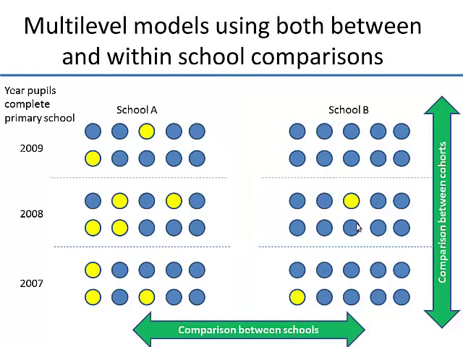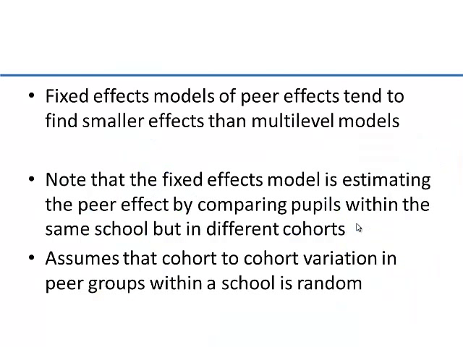We could also use a multilevel model on this sort of structure of data. However, multilevel models get rid of that partition and they allow comparing these pupils with these pupils and their outcomes. We might be worried that that sort of comparison might introduce bias into our estimates. So what do we find in the literature? Well, what we find is that fixed effects models of these peer effects tend to find smaller effects than multilevel models, okay? What that's telling us is that that between variation, comparing between schools, might actually be reflecting the selection biases that I spoke about earlier.